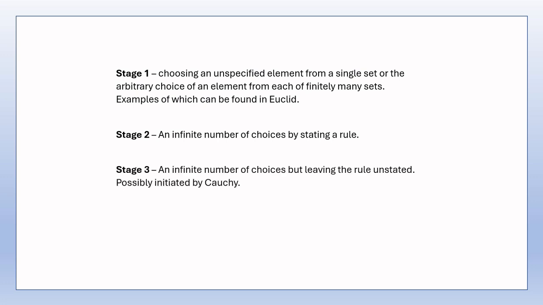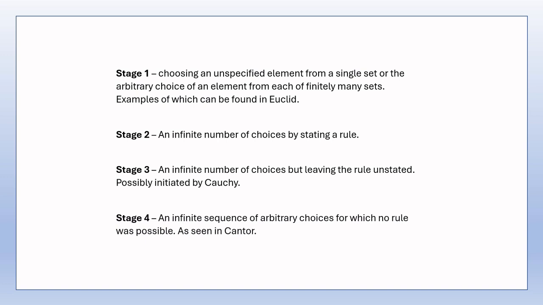Stage 3, an infinite number of choices but leaving the rule unstated, possibly initiated by Cauchy. And Stage 4, an infinite sequence of arbitrary choices for which no rule was possible, as seen in Cantor. And of course, it's this final stage that most concerns us here.